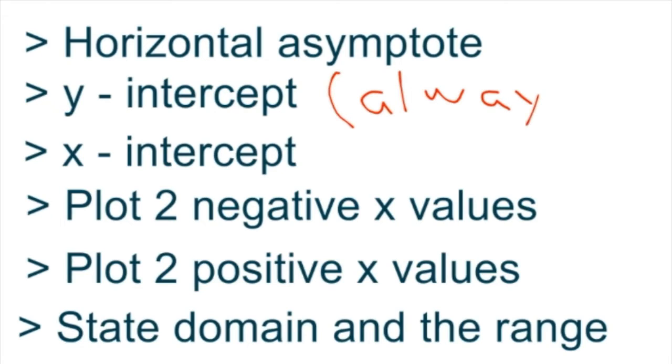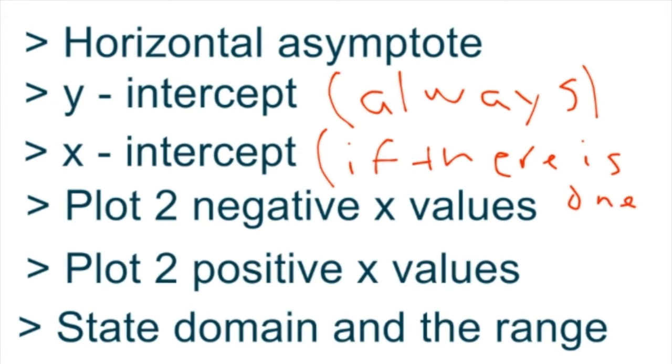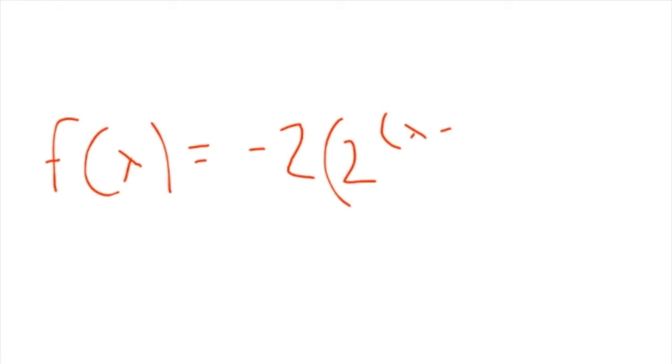So when you're sketching exponential functions, you must always include a horizontal asymptote, and then there should always be a y-intercept, and include an x-intercept if there is one. You should plot at least 2 negative x values and 2 positive x values. You should always state the domain and range.